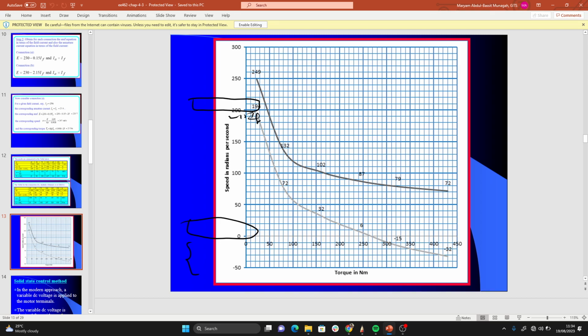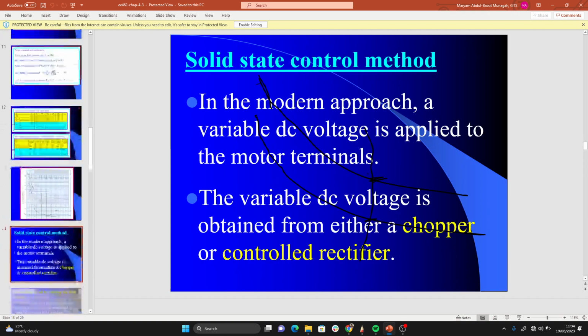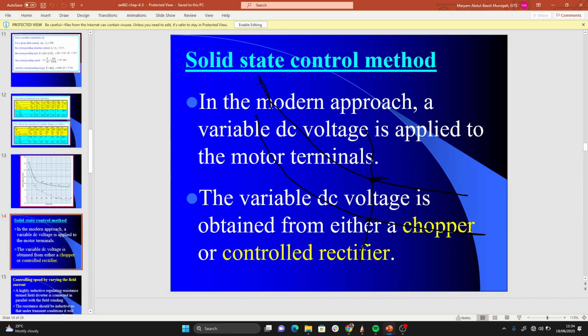We realize that when I added a resistance, the speed is supposed to decrease. This is the initial, this is where the speed is lying here, right? Adding resistance will cause the voltage at the armature to reduce, hence causing the speed to reduce. So for any torque here, the speed here is greater than the speed here. That's the main idea behind this.